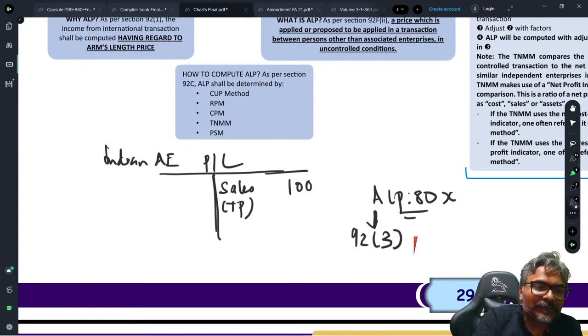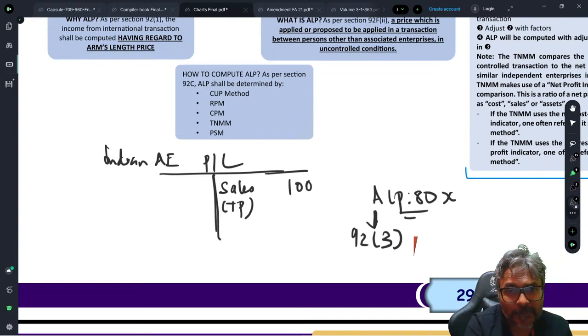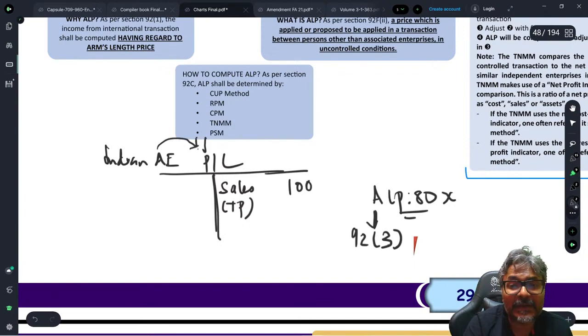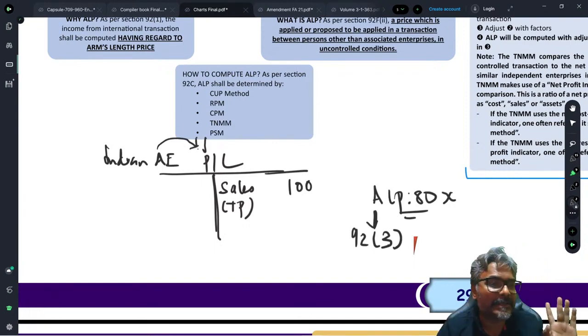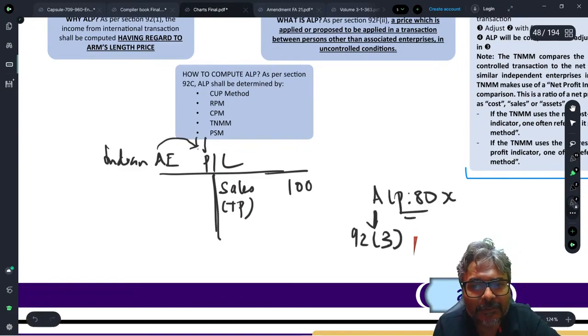Are you clear with this one, students? That is exactly how the things have to be considered. Sunny, so this will be a 92.3. So what did I tell you? Keep a thumb rule in mind. Whenever the question is there, please make the profit and loss account of the Indian A. PNL of the Indian A, students. This is utmost important. Otherwise, you will make a mistake the way you did it earlier. I hope that this point is well clear to all of you now.